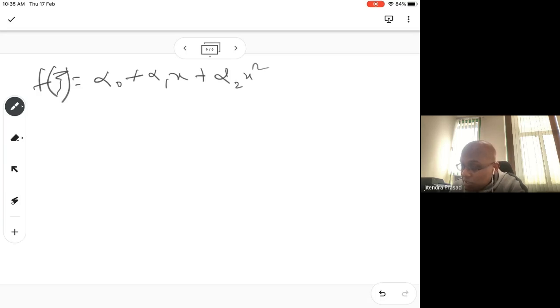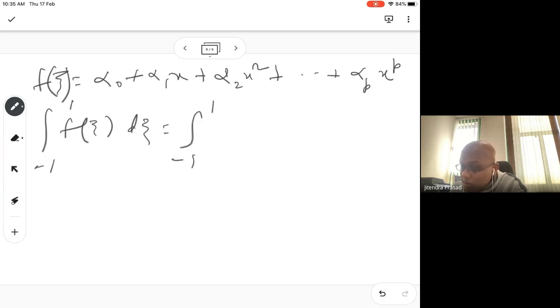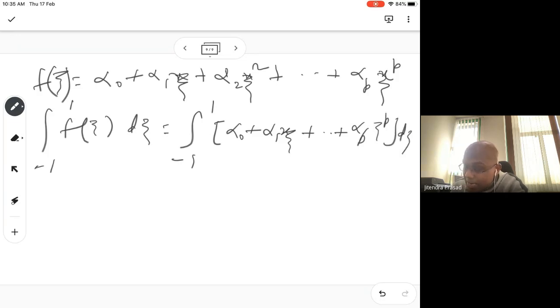plus alpha 2 x squared up to alpha p x to the p, then if you integrate f of xi from minus 1 to 1 d xi, what do you get? Minus 1 to 1, and then you have alpha naught plus alpha 1, not x but xi, guys. All of these are xi's, and so on, then alpha p xi to the p d xi, and what do you get here?